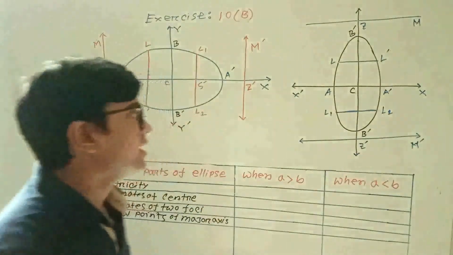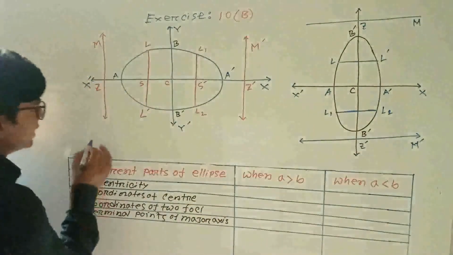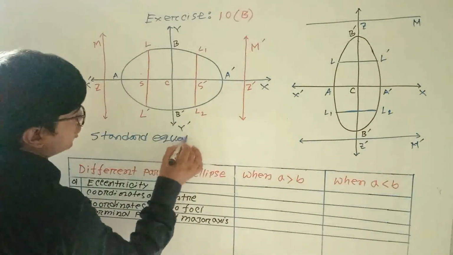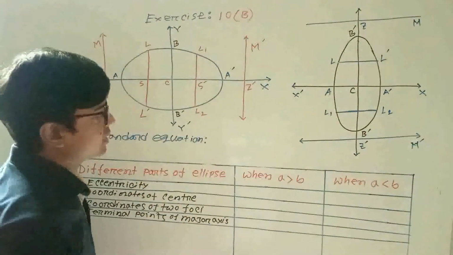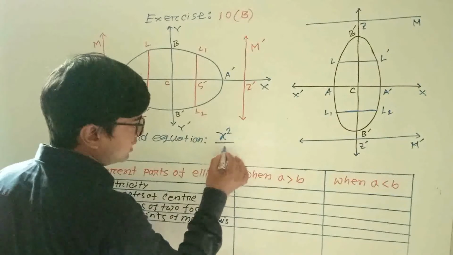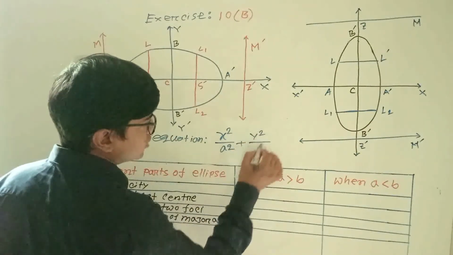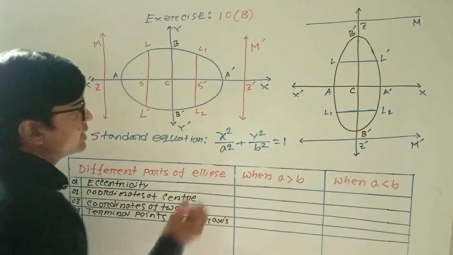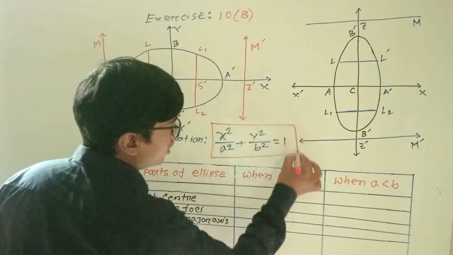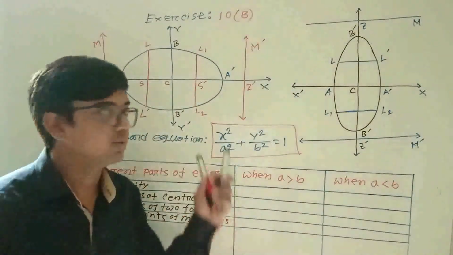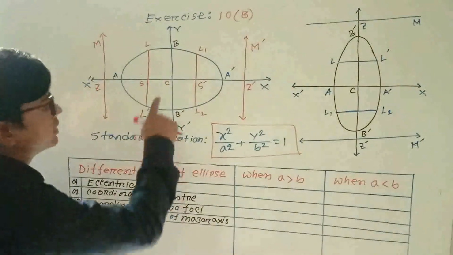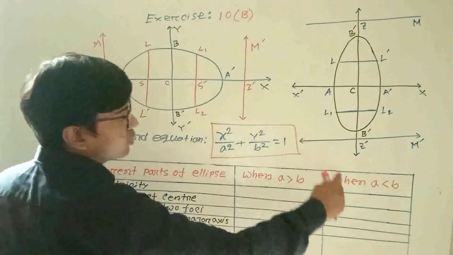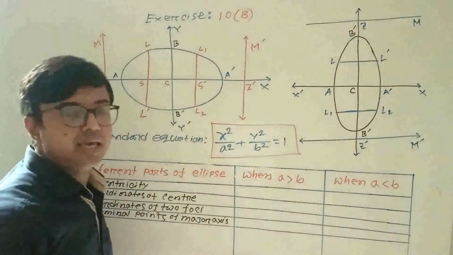First we need the standard equation of ellipse. It will be x square by a square plus y square by b square equals to 1. This is the standard equation of ellipse. And here look at the board. This figure is when a is greater than b, and this figure will be when b is greater than a.